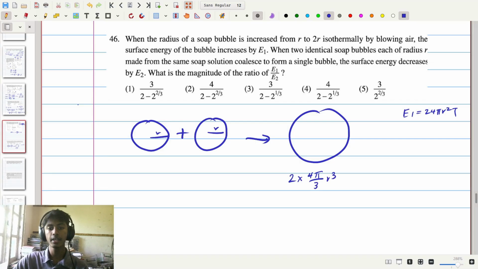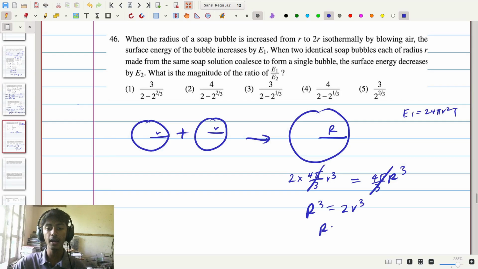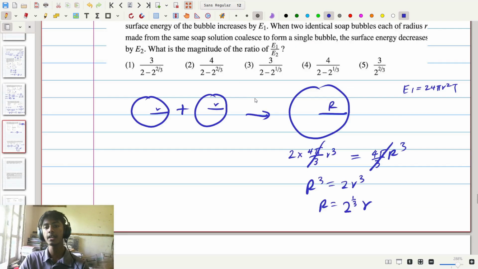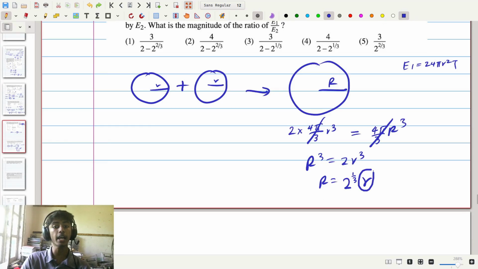Now according to that, if this is equal to 4 pi by 3 times the actual radius, which I'm going to call capital R cubed, then we can see capital R cubed must be equal to 2 times small r cubed, and therefore capital R is equal to the cube root of 2 times r cubed, and therefore it's equal to 2 to the power of 1 over 3 times the cube root of r cubed, which is equal to r. So we get this relationship right here. The big radius is equal to the cube root of 2 times r.